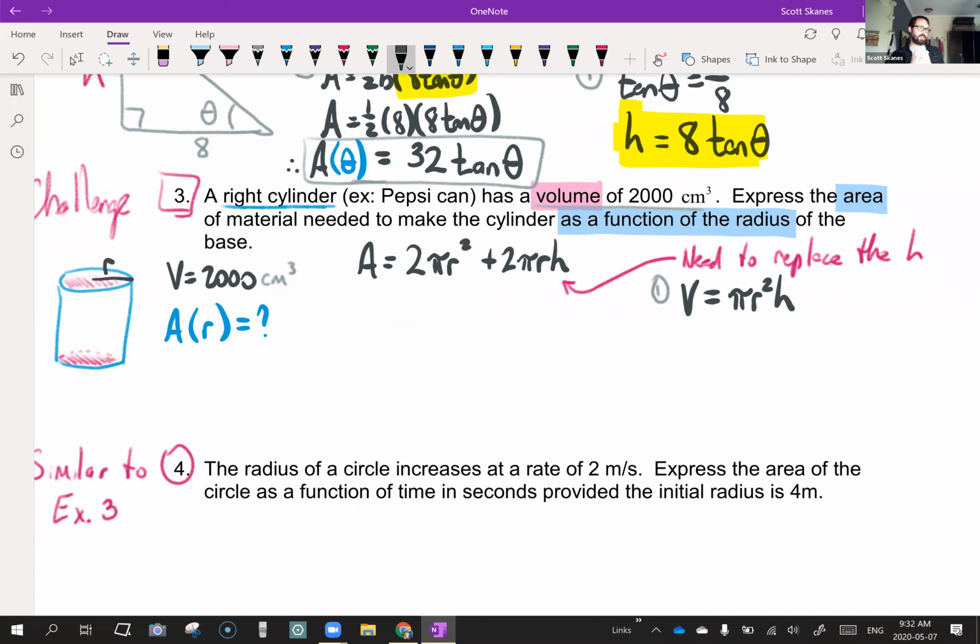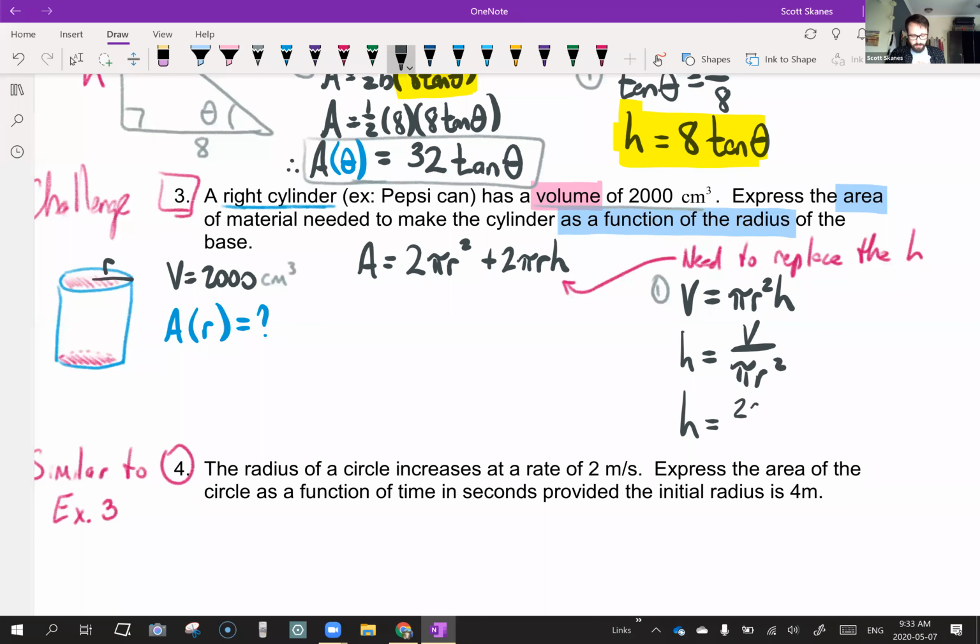And we can rearrange that. If I want to replace the h, I'll solve this one for h and put it into my first primary equation. This will slowly start to make sense. You'll see the logic. Okay. So I need to solve this for h. This is V over pi r squared. And at this point, if you like, you can replace V with 2000. You can do it now or do it later. I'm just going to go ahead and do it now.